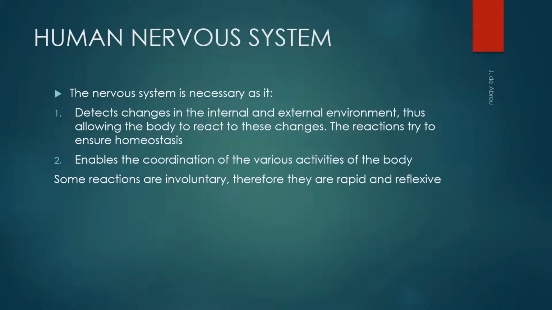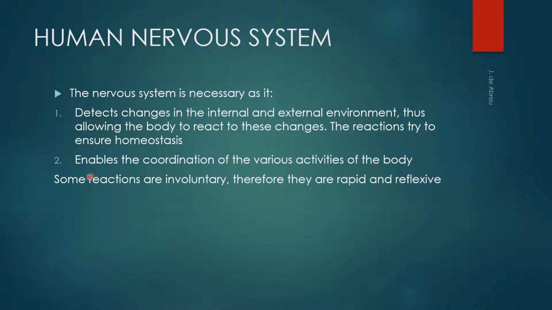And then we need to know why the nervous system is necessary. So this is basically the function of the nervous system. It's necessary because, number one, it detects changes in the internal and external environment, thus allowing the body to react to these changes. And these reactions try to ensure homeostasis. So you know homeostasis is the maintenance of a relatively constant environment. Relatively constant because there's a range of normal. So the body tries to keep this range of normal as far as possible, and the nervous system is what allows the body to do this.